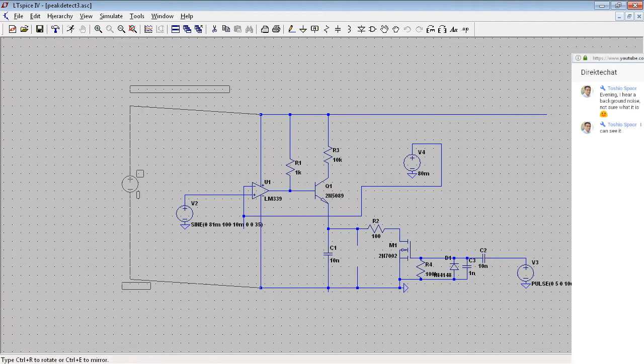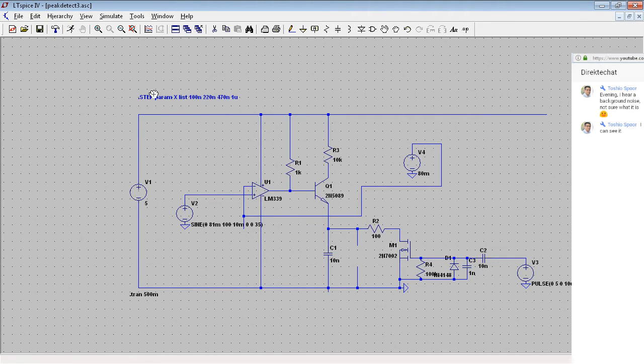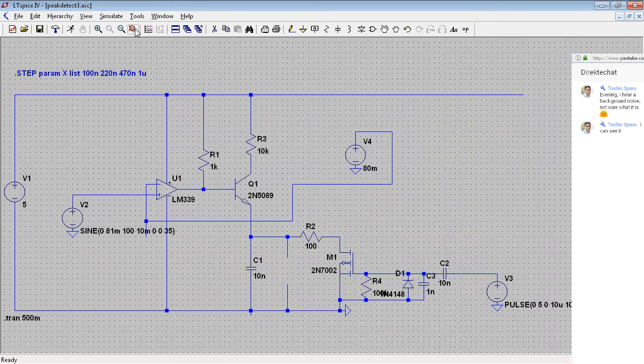So you see on the top there, I have a step directive, which is now just a comment because I'm not using it. And the nice thing even in LTSpice with the step directive is that you can simulate in a loop for different values. So you get the same simulation repeated for every value. So for example, parameter x, let's say we put x on this one, then you will simulate this one with different values on that resistor there.